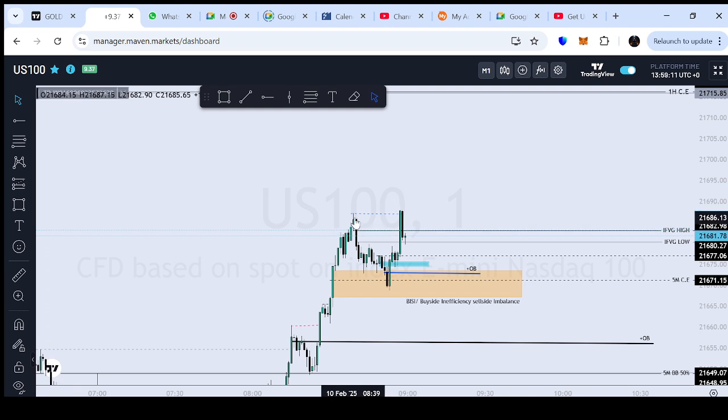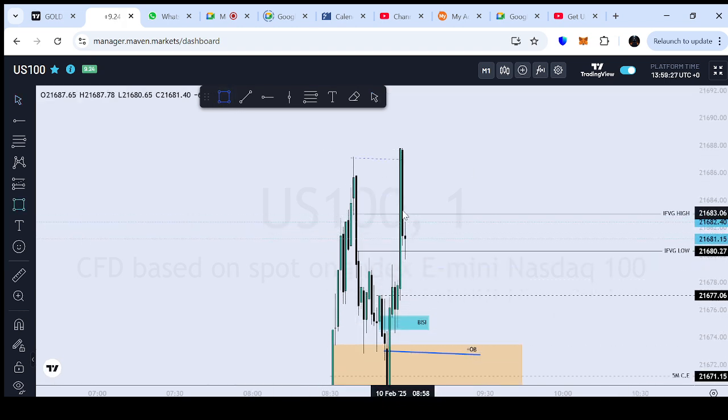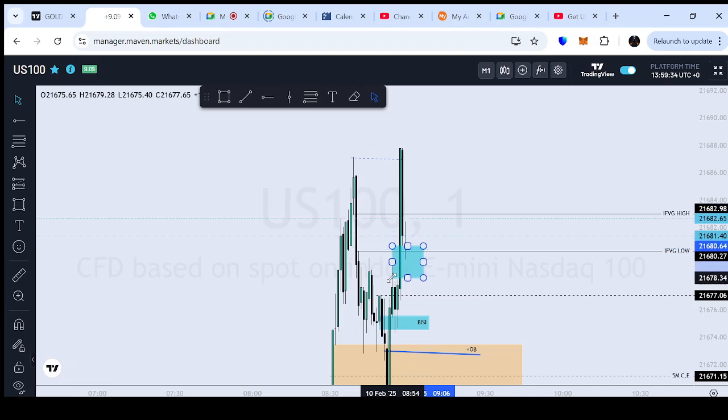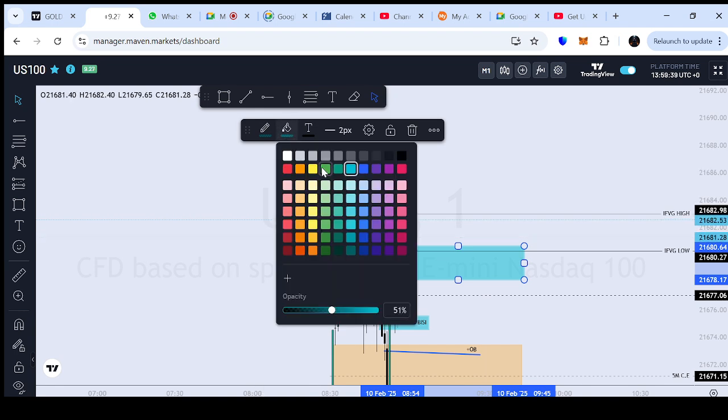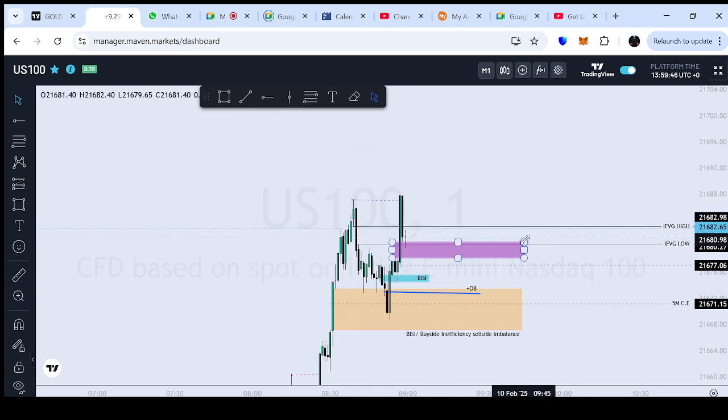After we break above this high, price created another fair value gap. You can see the little small fair value gap there, between this bearish candle, the high, and the bullish candle, the low of it. BC.